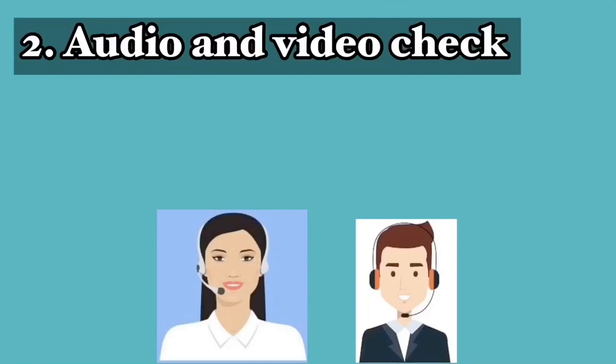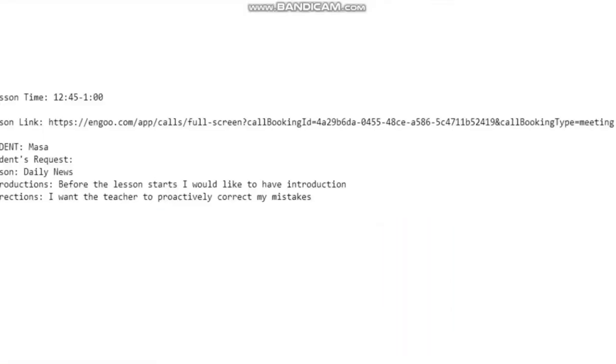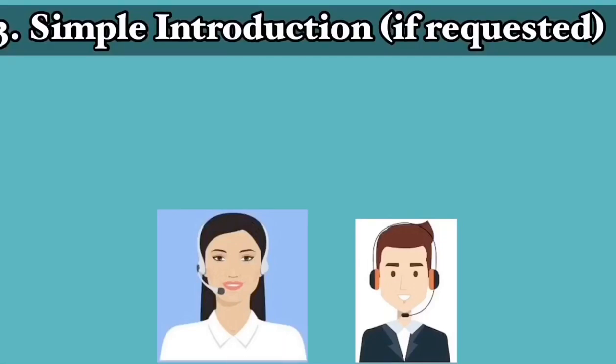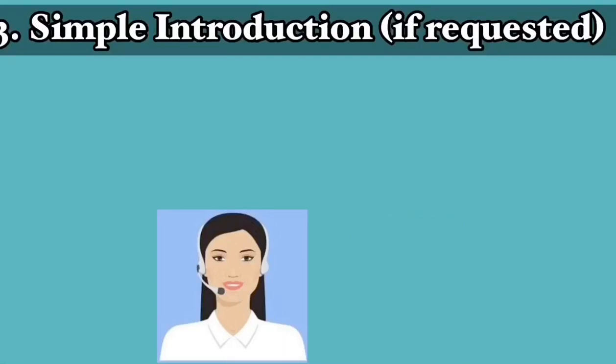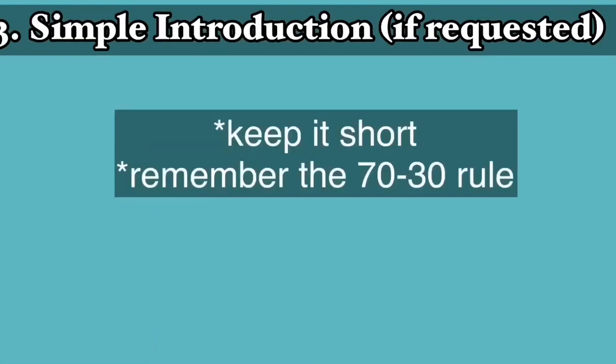Number 3, simple introduction. This is if the student requested it. So here it says, before the lesson starts, I would like to have introduction. So you'll do a simple introduction. It should be the teacher first and then the student. You can either put your hometown or not. It depends on you. Maybe you can share some of your interests. Just keep it short, okay? We have to let the students talk more. Don't forget it's 70-30 rule. That means 70% the students should talk, 30% the teacher will talk.